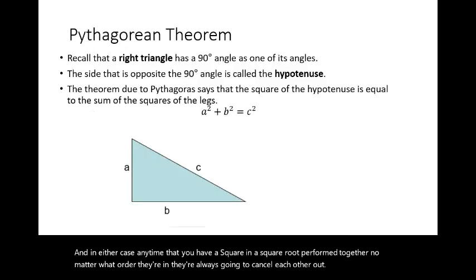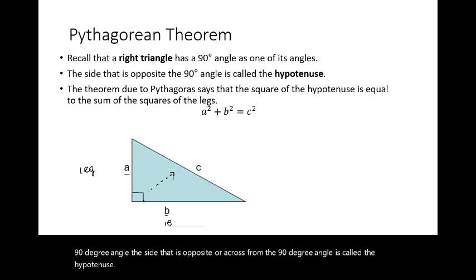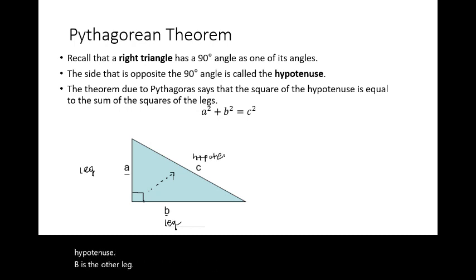So remember, a right triangle has a 90-degree angle, and the legs are the 2 sides that form that 90-degree angle. The side that is opposite or across from the 90-degree angle is called the hypotenuse. So in this diagram here, a is one of the legs, b is the other leg, and then c is the hypotenuse. So the Pythagorean theorem says that a squared plus b squared equals c squared. You can also think of this as one of the legs squared plus the length of the other leg squared equals the hypotenuse squared.